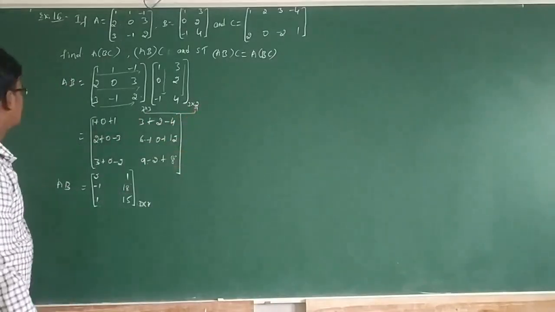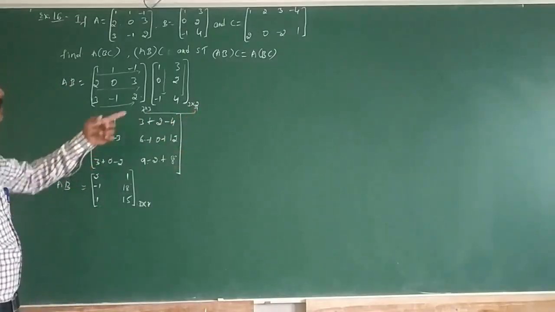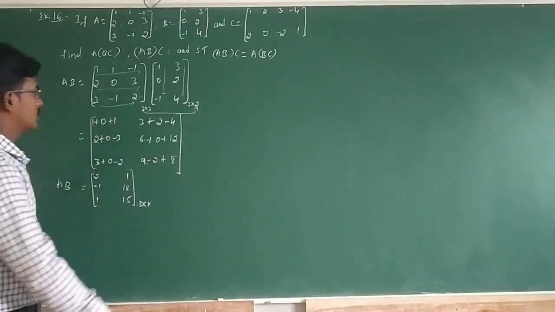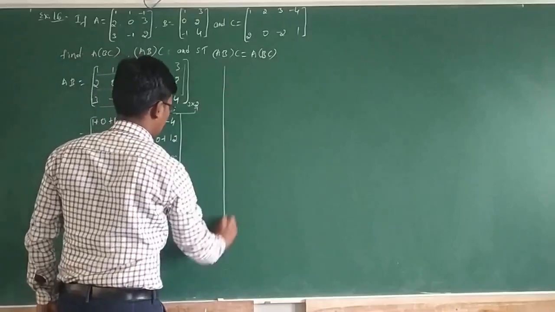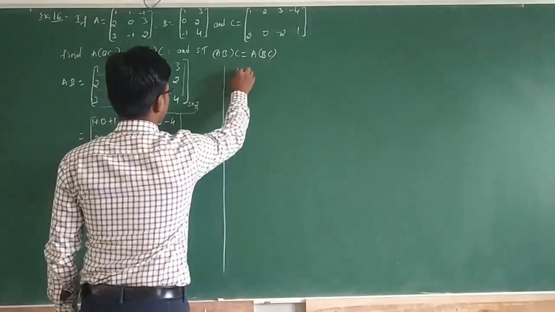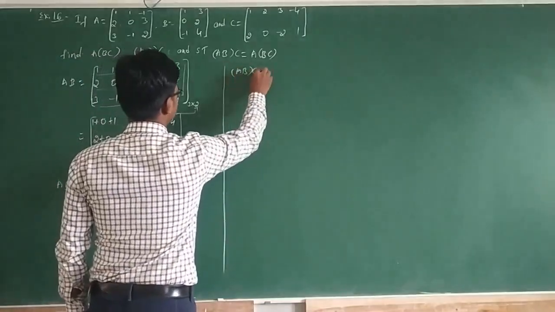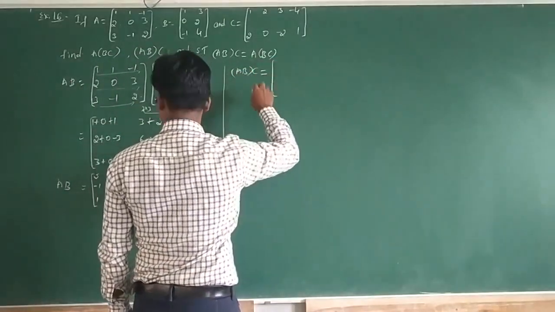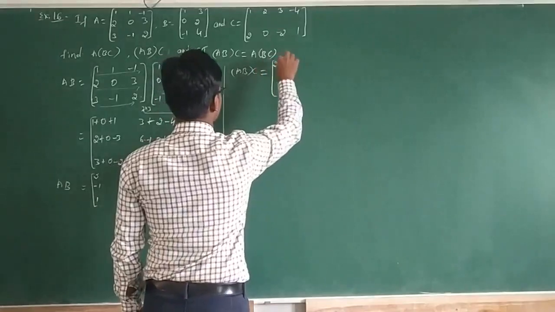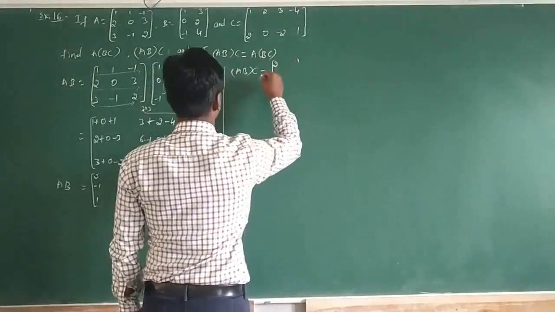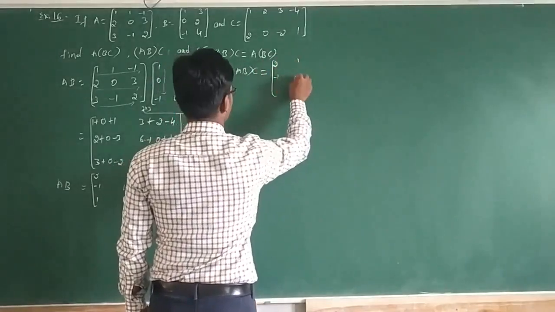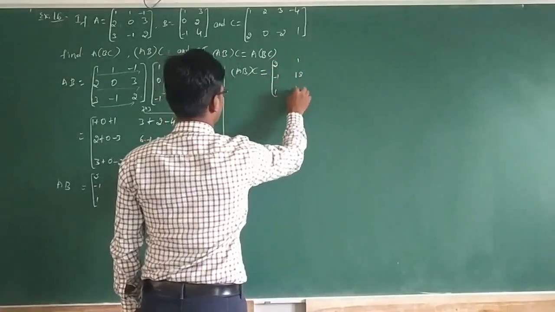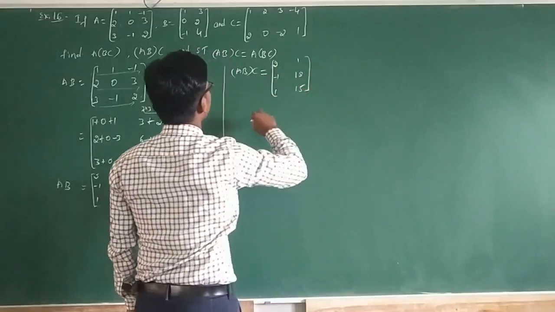Right? Next, to this AB, I will multiply the C matrix. AB of C. What AB matrix have we got? It is 2, 1, minus 1, 18, 1, 15.